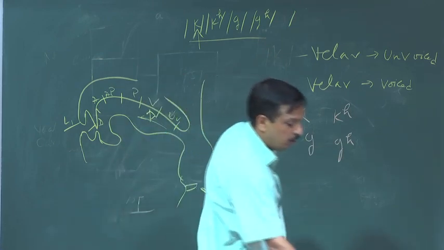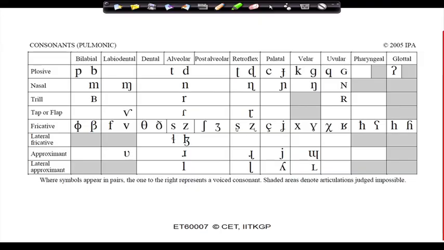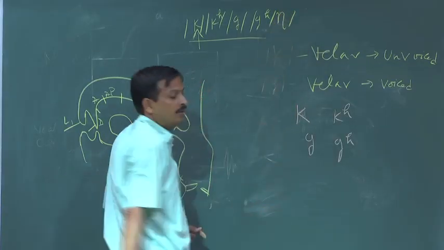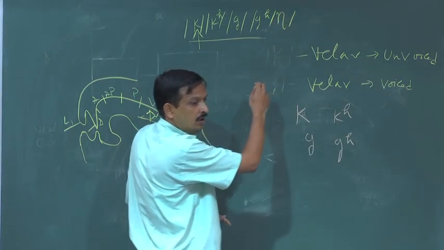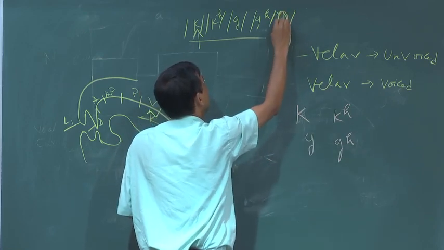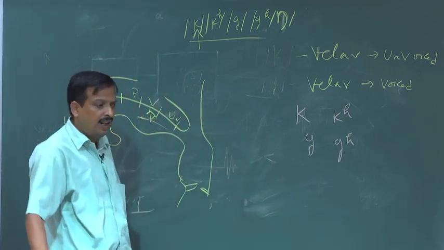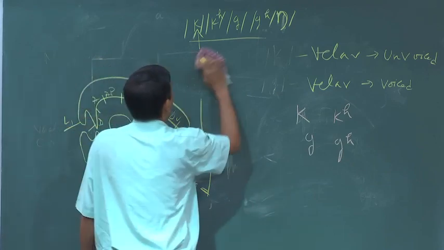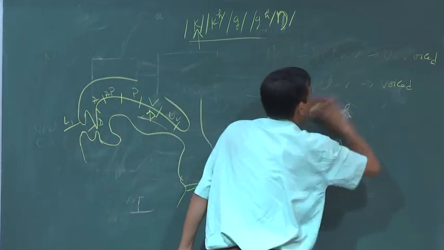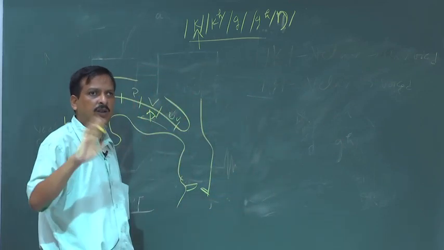I just forgot the symbol of the velar nasal. I can go to the IPA chart and find out the symbol for the velar nasal. It does not curl back. It will look like this. This is the velar nasal. Okay. So, after the velar, we have, forget about the affricates, cha and ja, I will come to them later on.